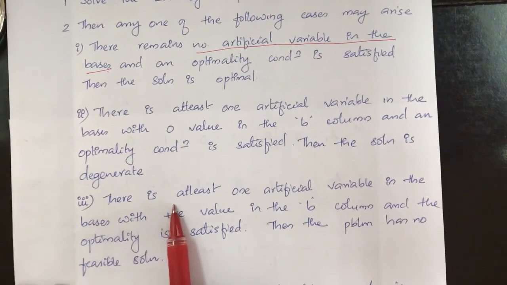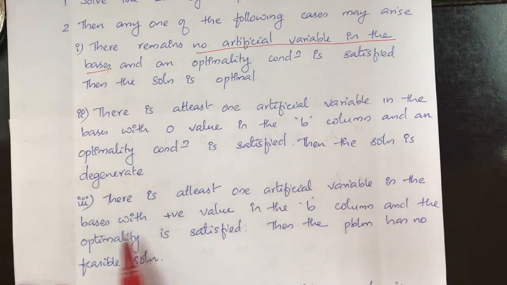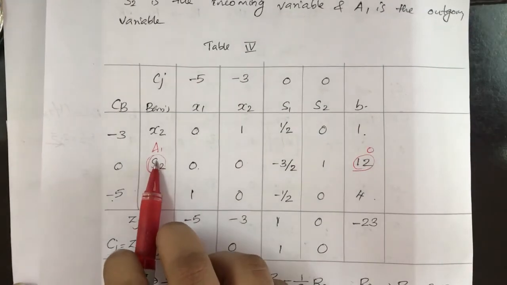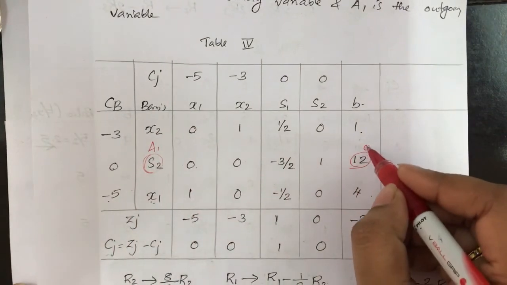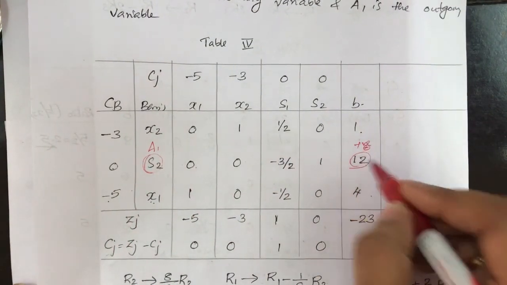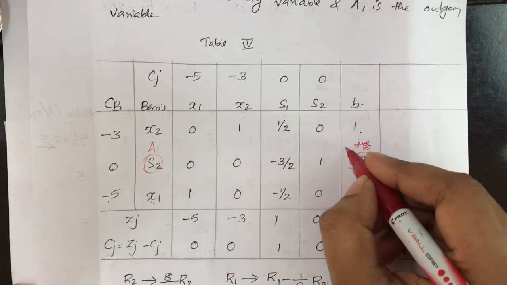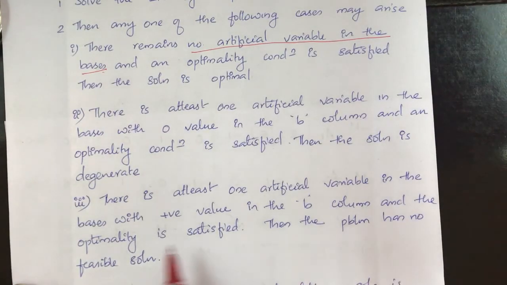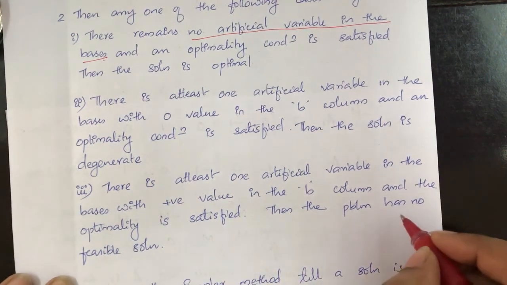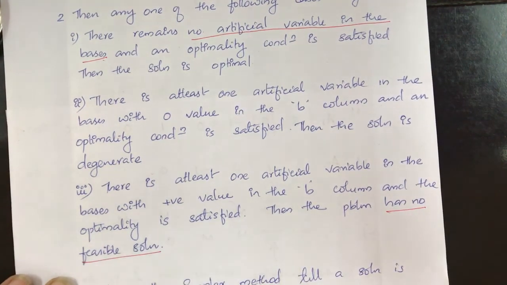Third condition, there is at least one artificial variable in the basis with a positive value in the B column. Take it as positive 3 or positive 5, any positive value, and the optimality condition is also satisfied. Then the solution has no feasible solution.